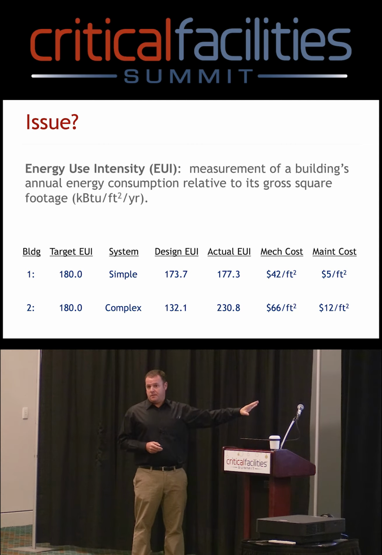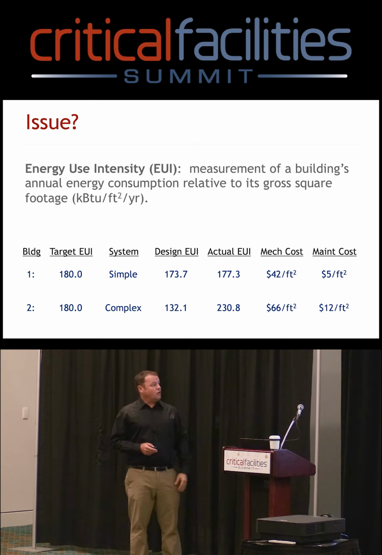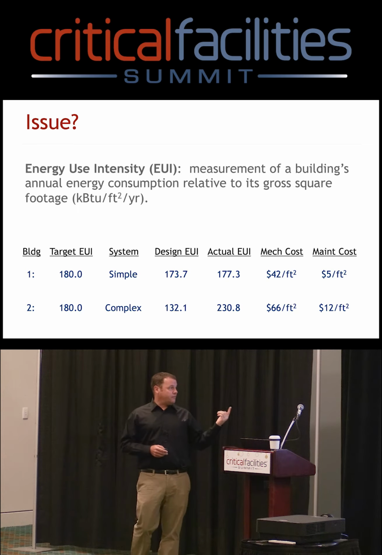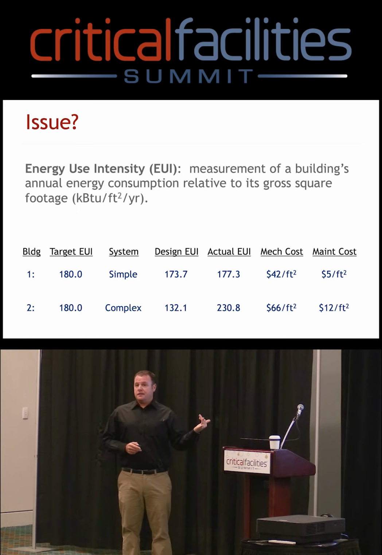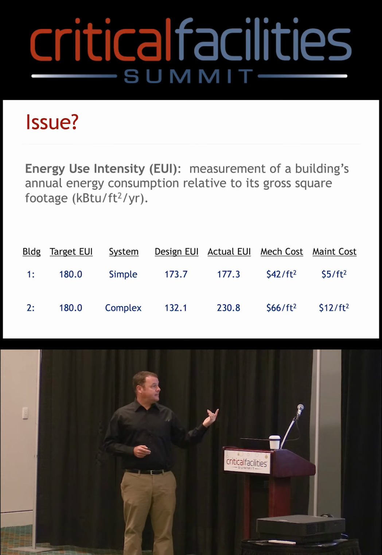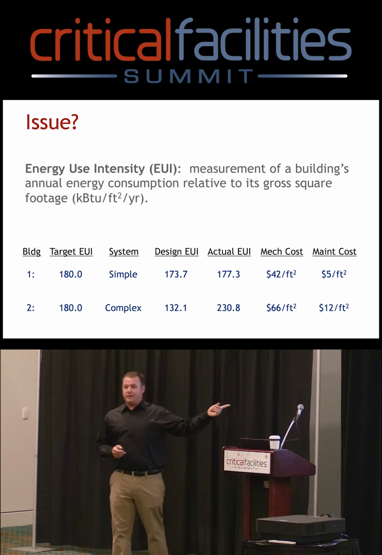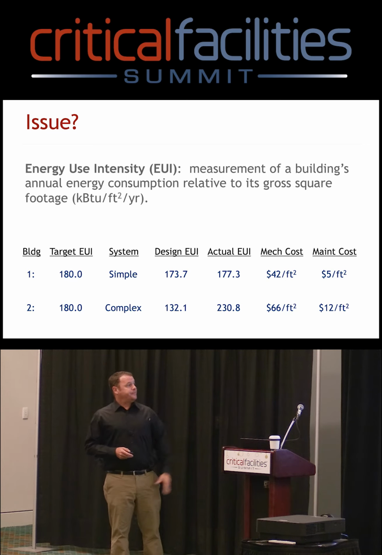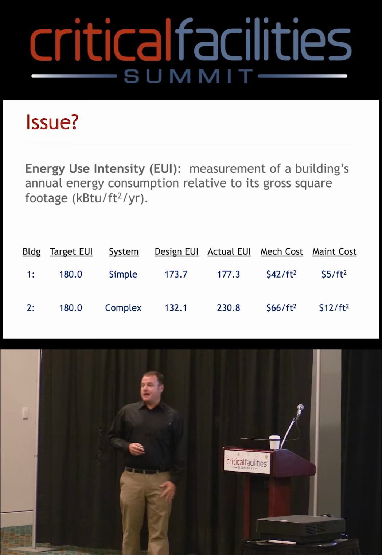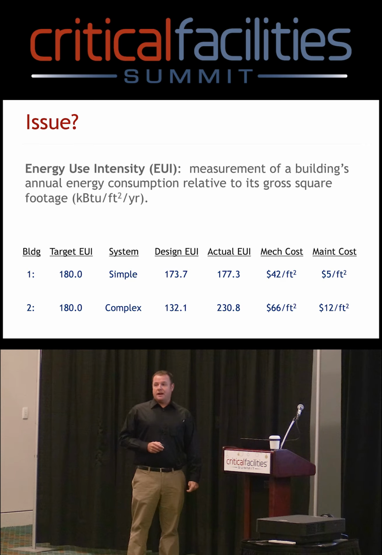Something went wrong. The mechanical cost for the two systems, $42 per square foot for the simple, $66 per square foot for the complex. So the owner paid for a complicated system that's not even performing the way it was promised to. The maintenance costs associated with that complicated system, $12 a square foot.